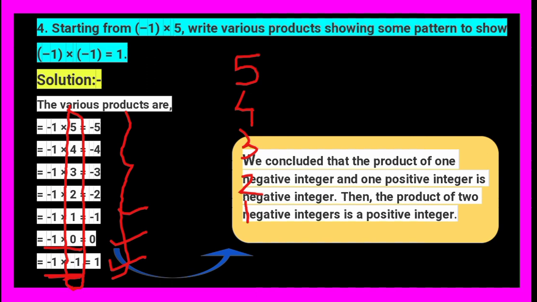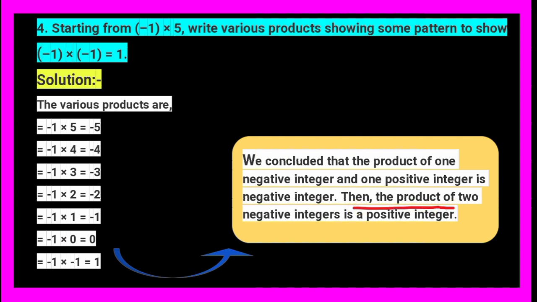So here you have to find the various products which show this pattern. We have completed this pattern here. We started from this and we ended at this. So from this pattern we can conclude that the product of one negative integer and one positive integer is always a negative integer.